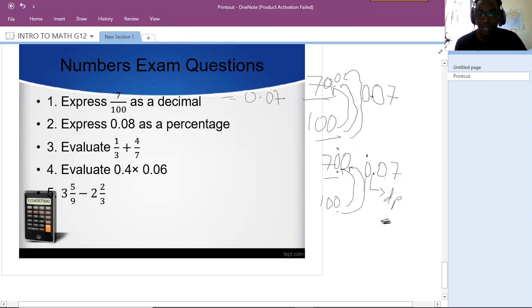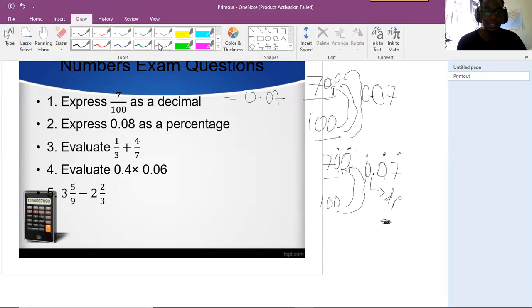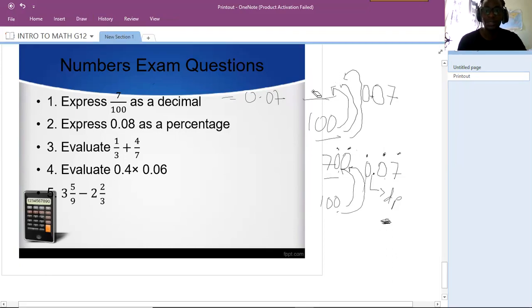Then you are like, okay, 100 into 70 it can't. So you added our second zero there and another zero there after the decimal point. Then it became 700. Then we said 100 into 700, it is 7. So our answer became 0.07. So make sure you practice these questions. Let me erase this so that we go on to question 2.